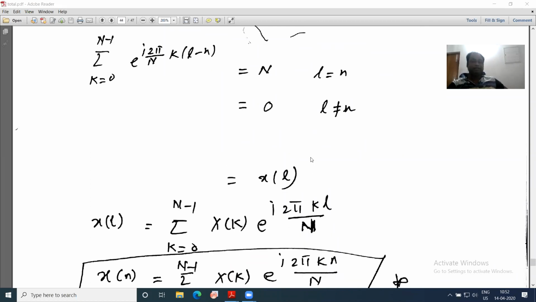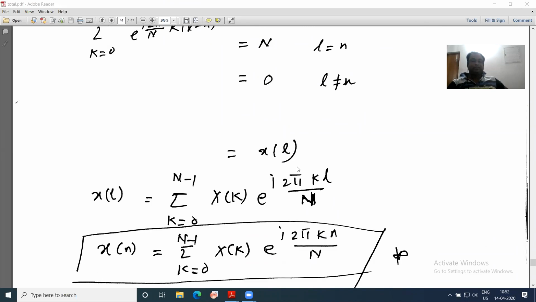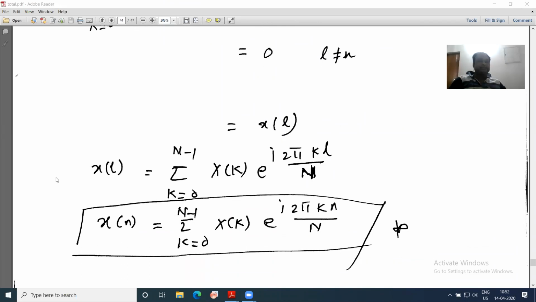Now this is equal to n, right? So this will be multiplied by n. You have to write x of l into n. So x of l will be the sum over k equal to 0 to n minus 1 of x of k e power j 2 pi k l divided by n. This is missing here, but it should be there. You write in your notes. I have not written it, mistakenly, but you have to write this is x of l times n.